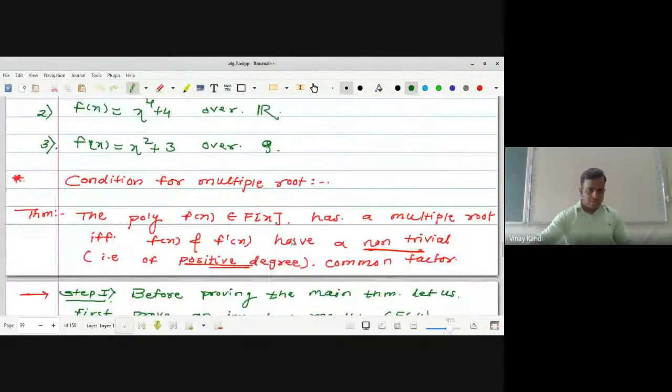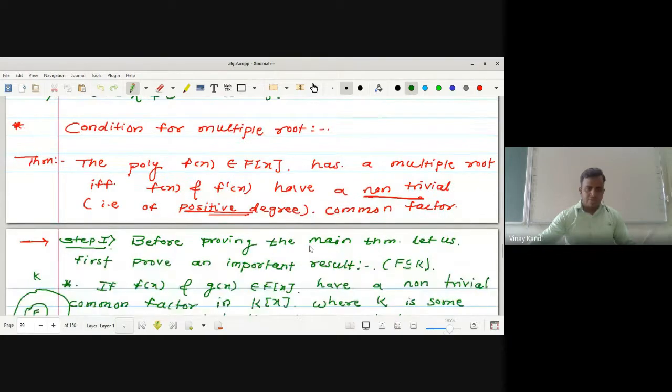And in the last theorem, we saw what the condition for a multiple root is. The polynomial f(x) belongs to F[x] has a multiple root if and only if f(x) and f'(x) have a non-trivial common factor. Okay. So before going to this theorem, we see one result.